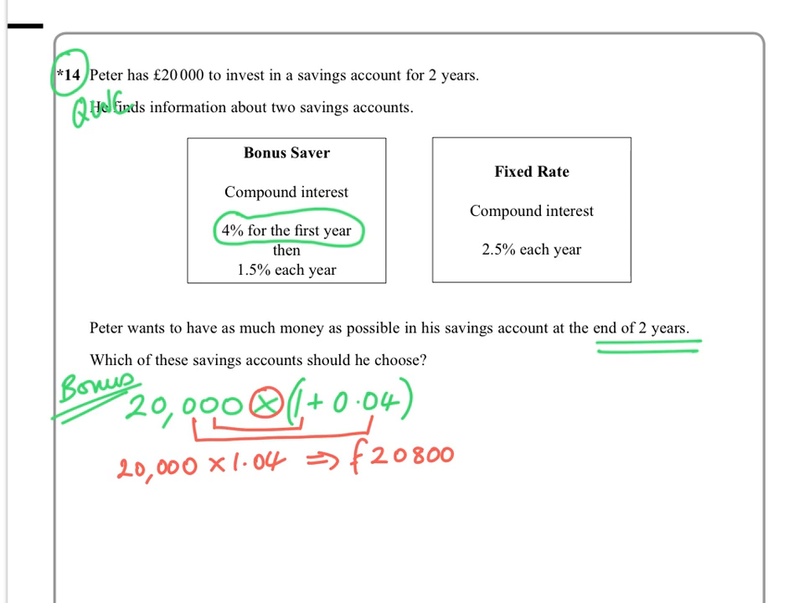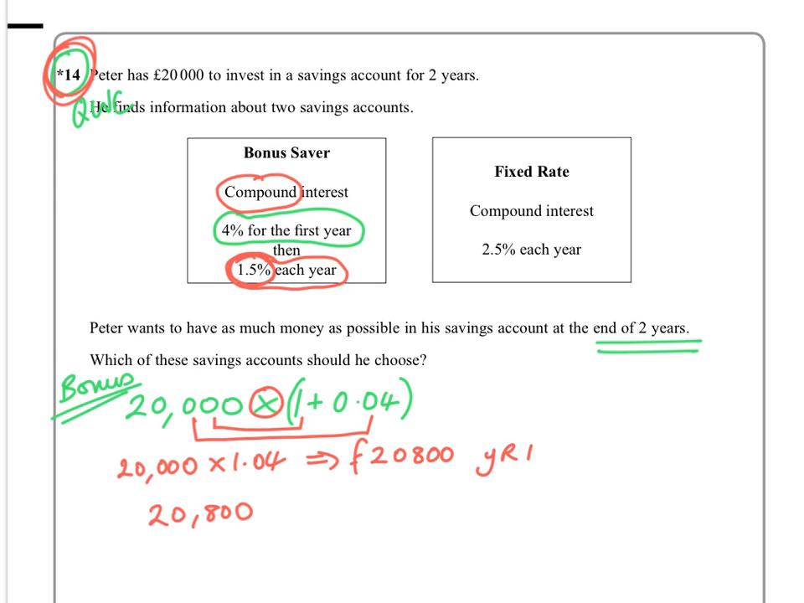But then each successive year after that is 1.5%. So it's compound, so it means that you take what's at the end of year 1 and then you apply the successive interest rates to that amount that you have at the end of the year before. So if you have 20,800, and we'll label that as year 1, don't forget, then we want to add 1.5% on to the 20,800.